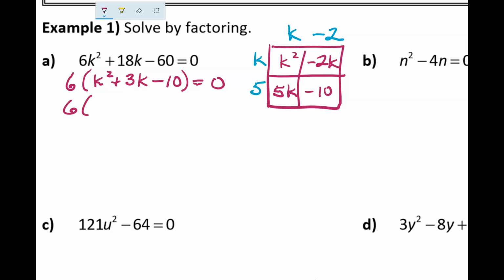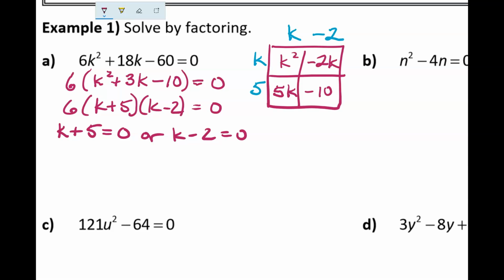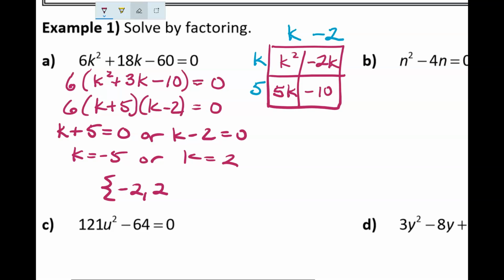And so we get 6 times k plus 5 times k minus 2 is equal to 0. Well, 6 is never going to be 0 because it's not a variable. But our two other factors, k plus 5 and k minus 2, may be 0. So my next step is to say that of those two variable factors, one of them must be 0. So we're going to get k is equal to negative 5 or k is equal to 2. And then I'm just going to put those in a solution set. Whoops, that was negative 5 and positive 2.